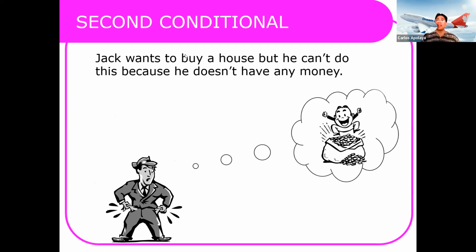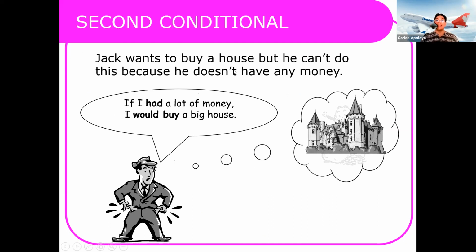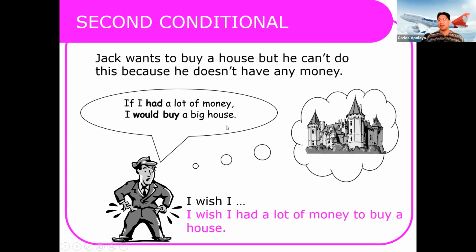For example, Gabby, Jack wants to buy a house, but he can't do this because he doesn't have any money. If I had, I would buy. Or I wish I had a lot of money to buy a house. You see? Jack wants to buy. If I had a lot of money, I would buy. I wish I had a lot of money. But look at this. You link two sentences with the preposition to. I wish I had a lot of money to buy a house. Next part.